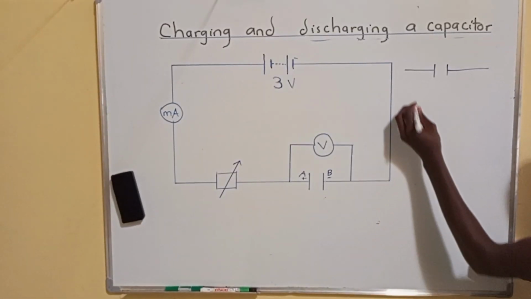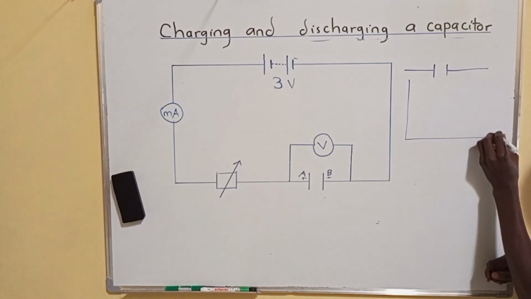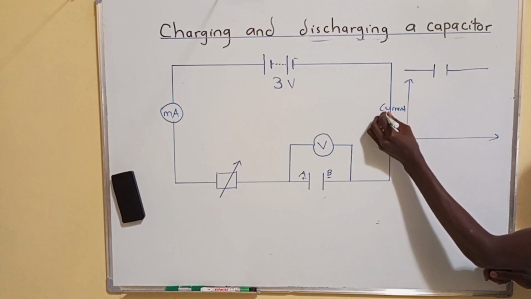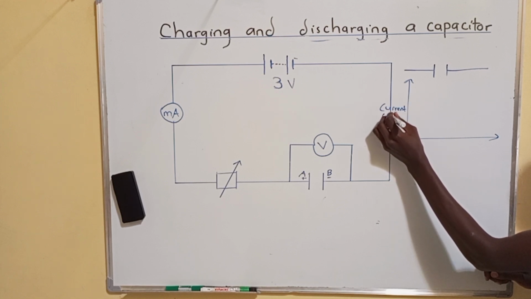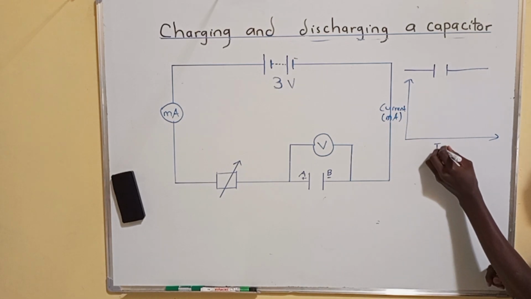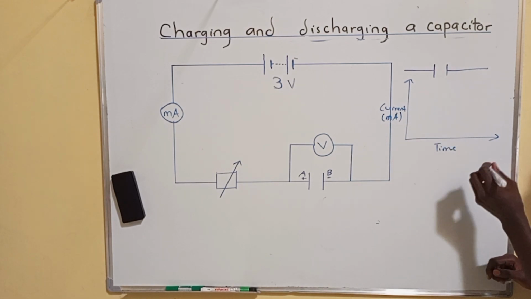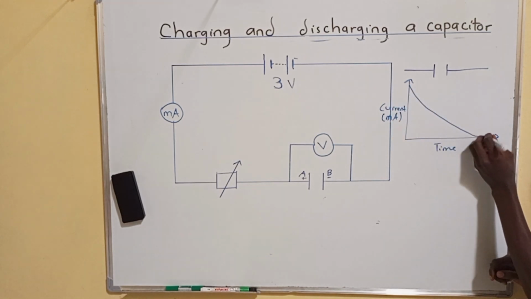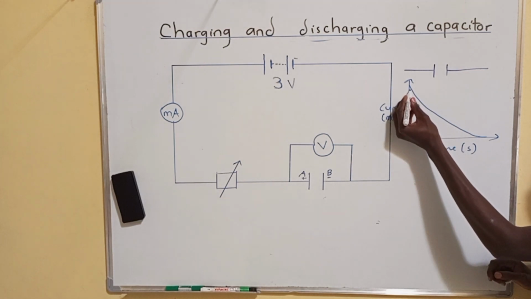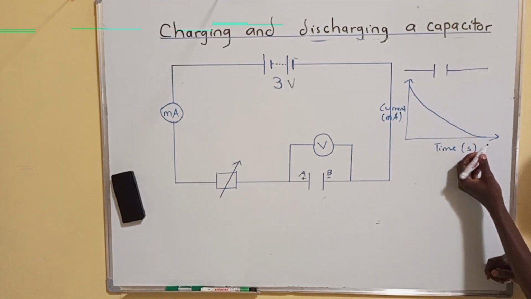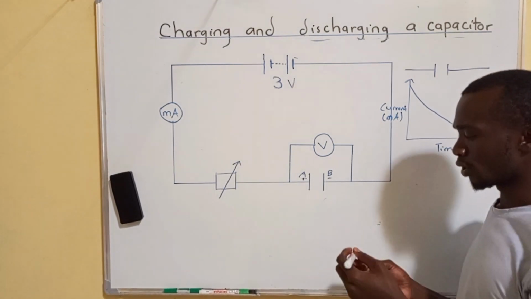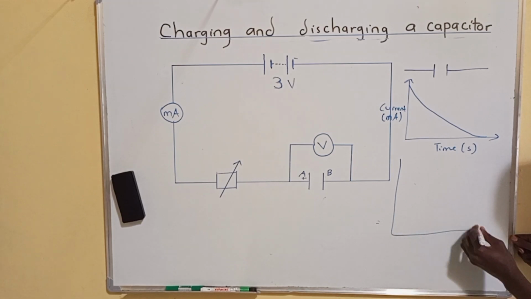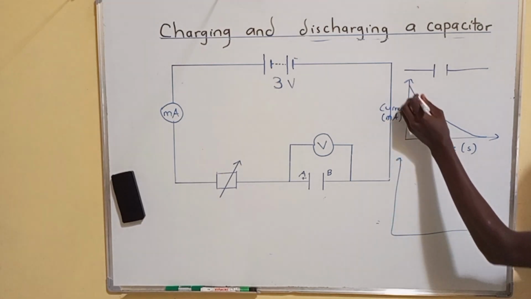Now, when you have a graph of the current, which is measured in milliamperes, against time, we're going to have such kind of a graph. Time is measured in seconds. The current is decreasing with time. So the current is reducing exponentially.